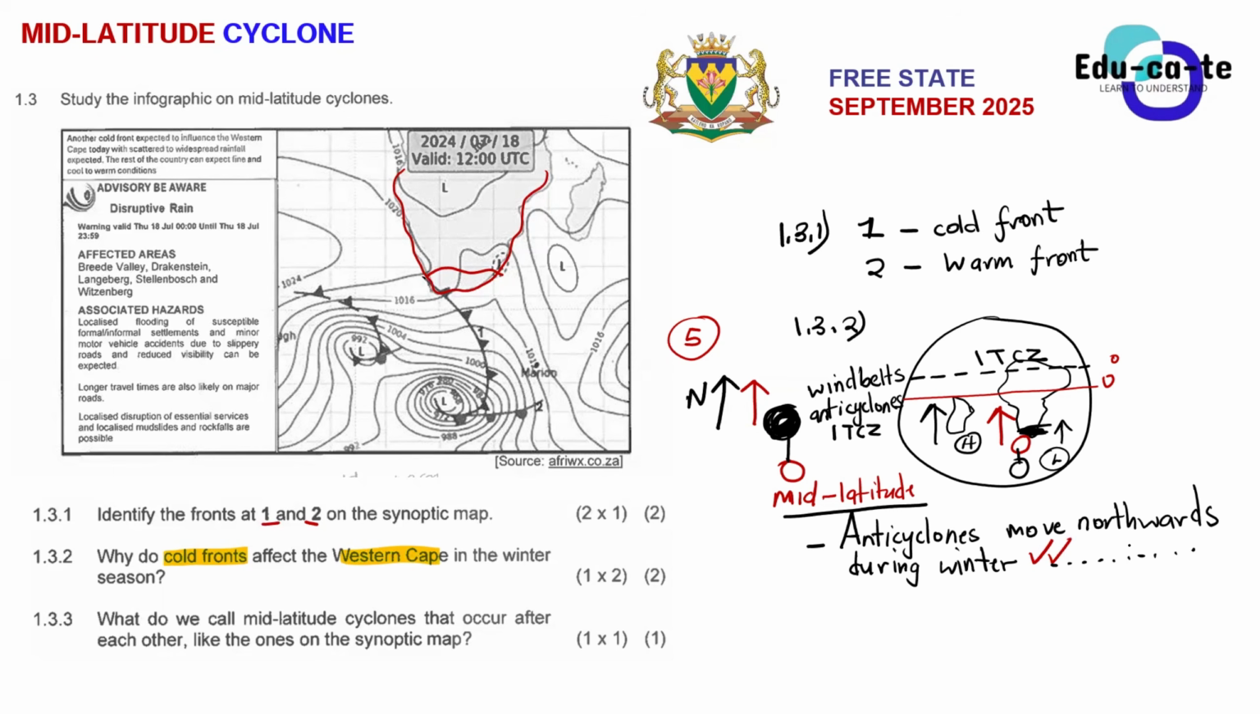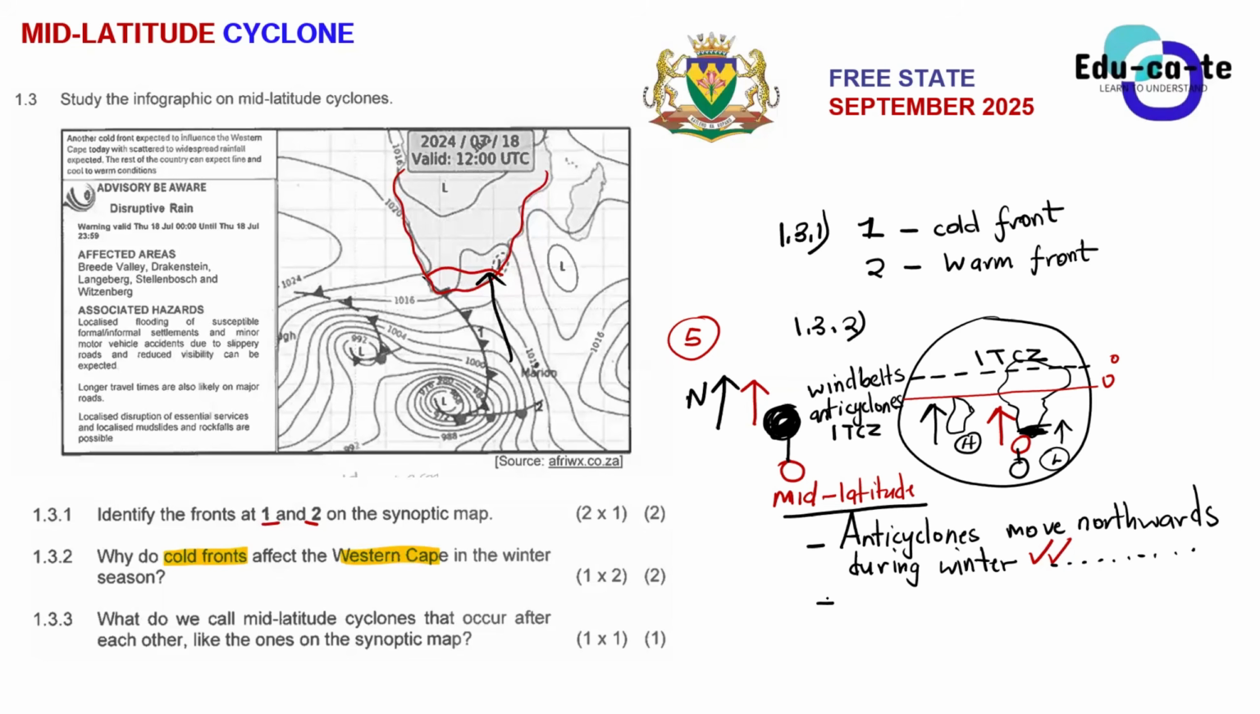So I just skipped a bit there so that you guys can put it in your own words. But the most important point here is that the anticyclones are moving northwards during winter. Therefore, the mid-latitude cyclone will also move northwards. And when it is moving northwards, it will be able to touch Cape Town, touch the Western Cape and affect it during winter. You get the sense, right? Yes, sir.